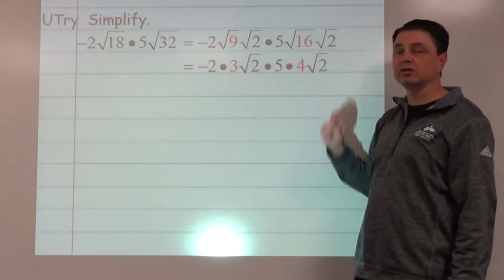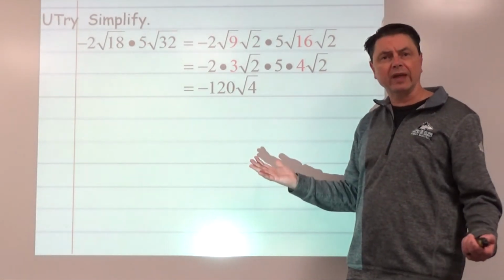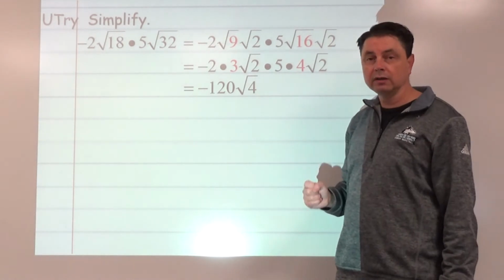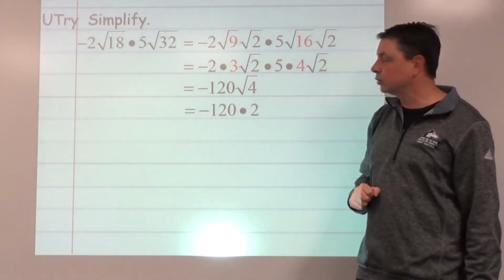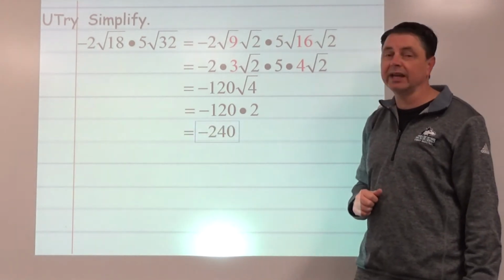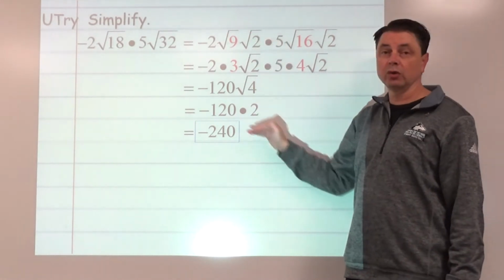So the square root of 2 times the square root of 2 is the square root of 4. Well, yeah, we know that one though. What's the square root of 4? That's 2. So we're going to get negative 120 times 2. Our final answer is going to be negative 240. Make sure you show the work.